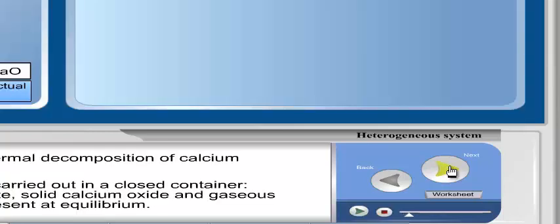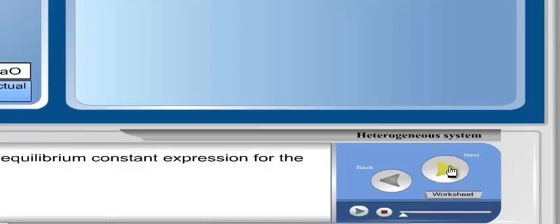Let us observe the thermal decomposition of calcium carbonate. When the reaction is carried out in a closed container, solid calcium carbonate, solid calcium oxide, and gaseous carbon dioxide are present at equilibrium. Click the Kc button to obtain the equilibrium constant expression for the reaction.